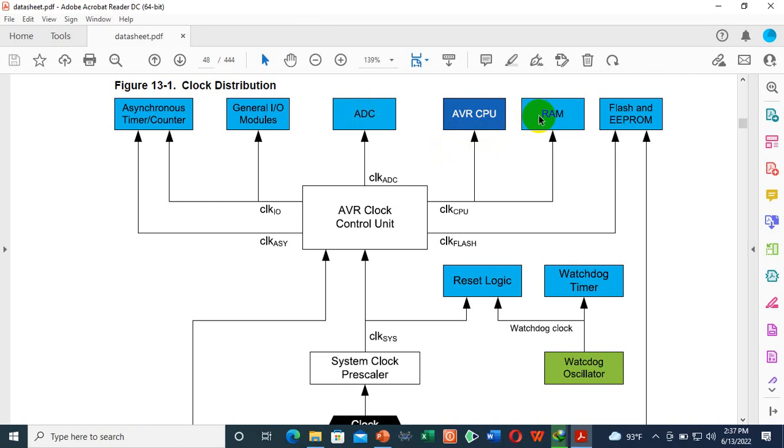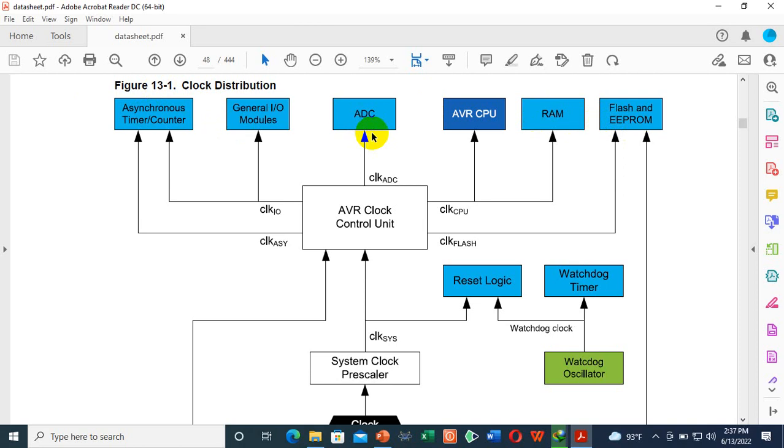For the ALU operation, they need the clock. Arithmetic logic unit. Okay, this is the RAM, random access memory. You read and write data to the RAM. You need the clock for read and write operations. Flash and EEPROM, again, you need the clock. Everywhere, that means they are the functional blocks inside the CPU. For every functional block, you need the clock signal.